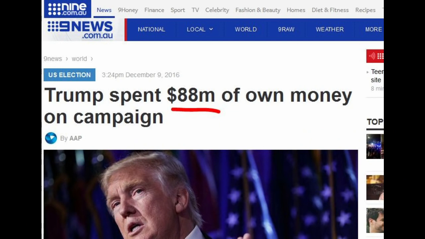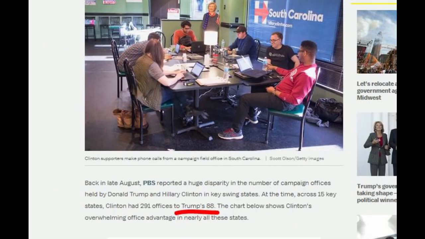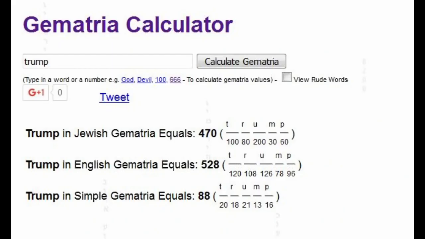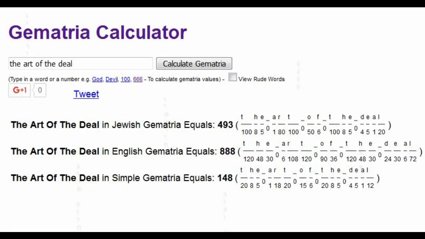Donald Trump spent $88 million of his own money during his campaign. Donald Trump had 88 campaign offices across the United States during his campaign. Donald Trump held 88 campaign events during his campaign. And of course, Trump itself, the word by itself, equals 88. And as I showed you, Donald J. Trump is 888. And the book that the Donald wrote, called The Art of the Deal, that he's always trumpeting about, is 888 as well.